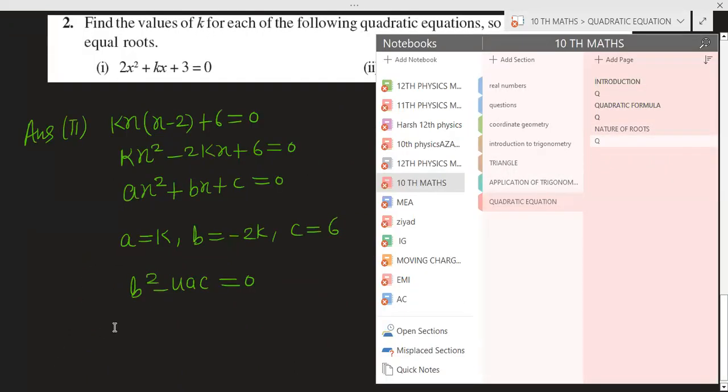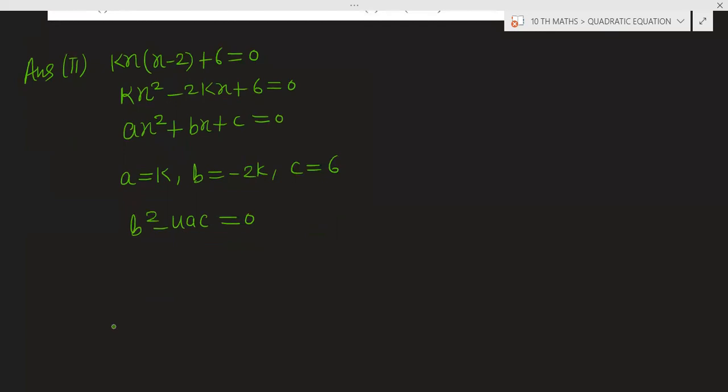Okay. So put the values: it will be minus 2k whole square minus 4 into k into 6 is equal to 0. So now open it, it will become 2 minus 2k square. So multiply minus 2k 2 times.